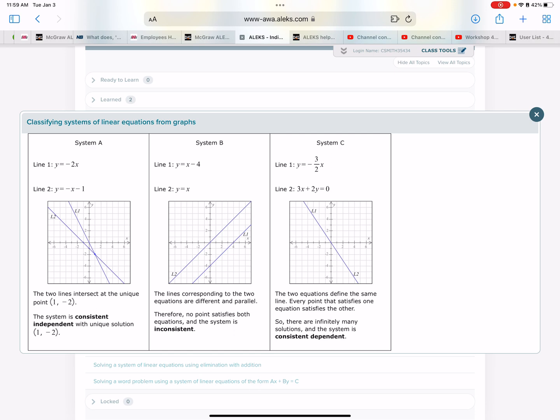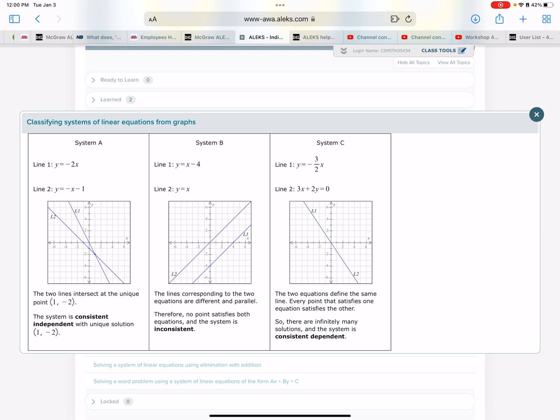System B is called inconsistent because they do not cross anywhere. Remember, to be consistent, it has to have a solution. So those are called inconsistent because they're parallel lines, so therefore they never have a solution, because a solution is where they cross. So railroad tracks, we don't want them to cross, but that's why it is inconsistent, because there is no intersection point.